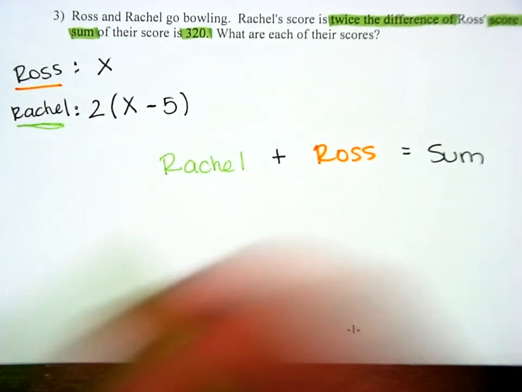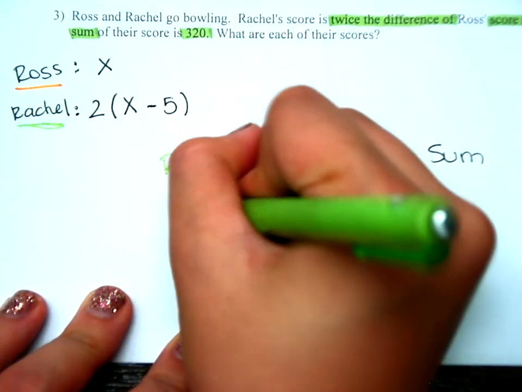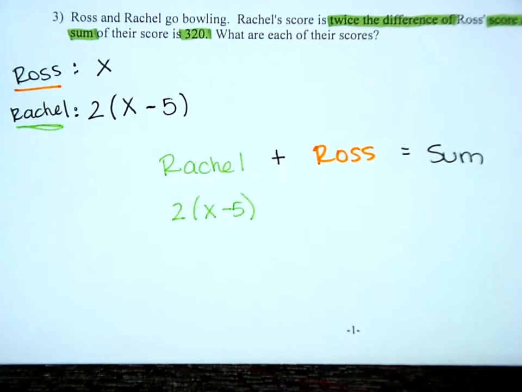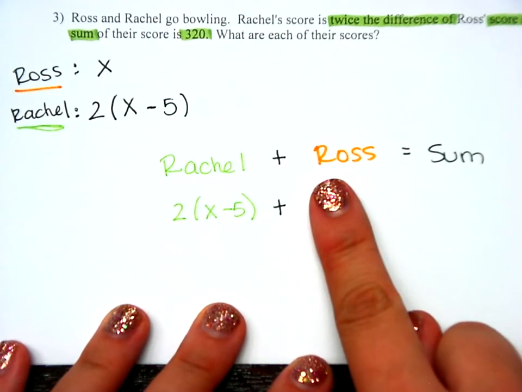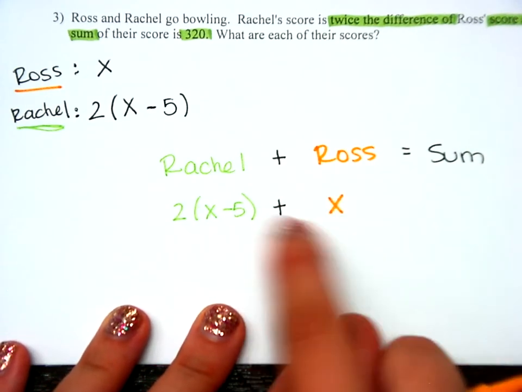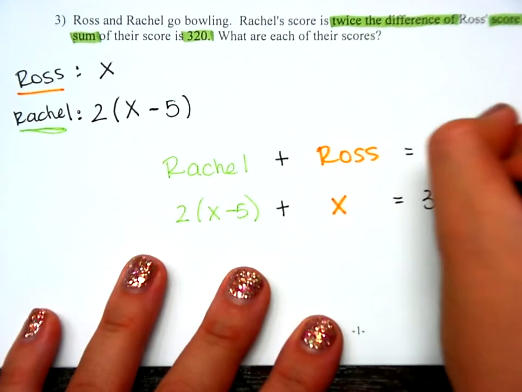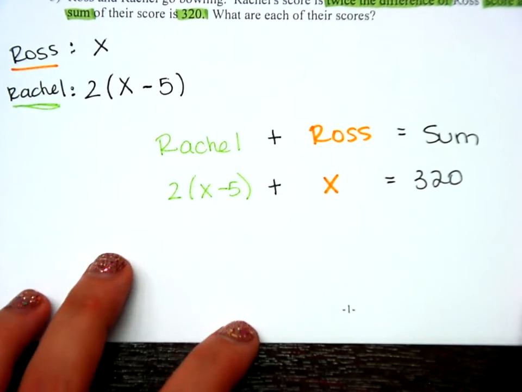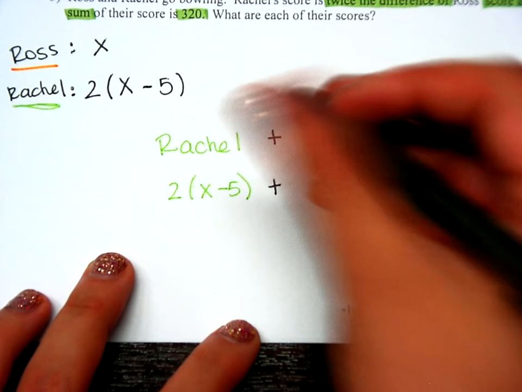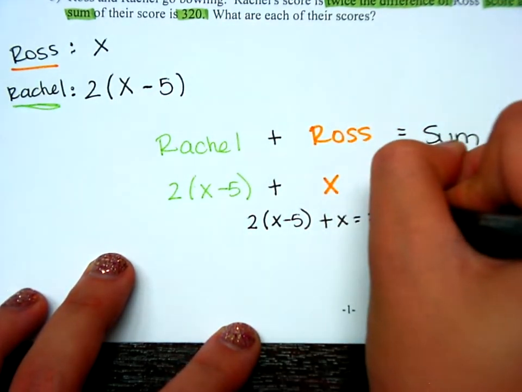Okay, Rachel is this expression right here, so we're going to write this entire expression right underneath. 2 times x minus 5 plus. Don't forget, we need to also represent Ross, so you still need to write another x for him. A lot of times people leave this one off, but we need both of these here to represent the sum or the total. And then remember the problem told us that the total is 320. Okay, let's clean this up a little, write it as a full equation, and then we are going to solve for x. So I've got 2 times x minus 5 plus x equals 320.